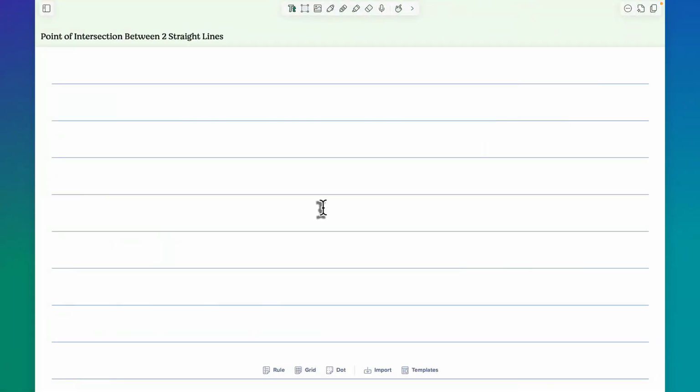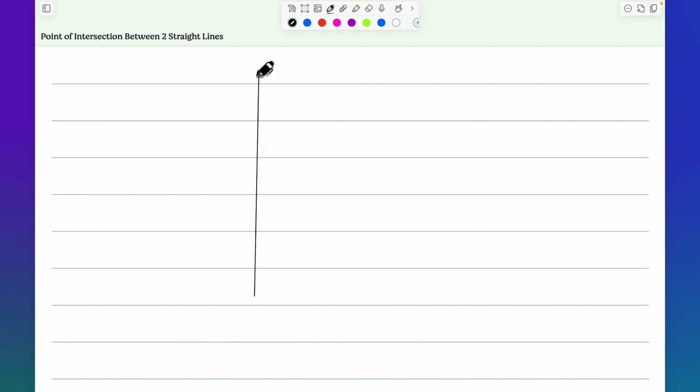In this video, we're going to be looking at points of intersection between two straight lines. We're still working on our Cartesian plane, even though sometimes in the question you're not actually going to get one. But just for illustration purposes, the two straight lines that we're focusing on are on a Cartesian plane.